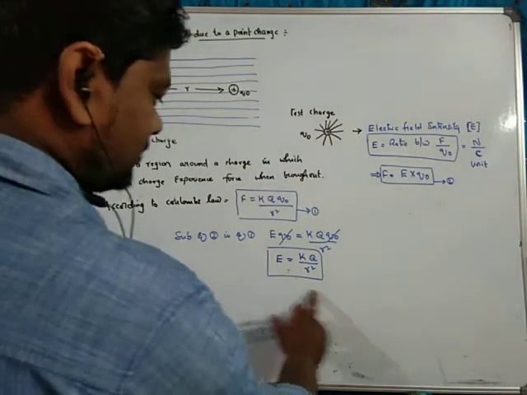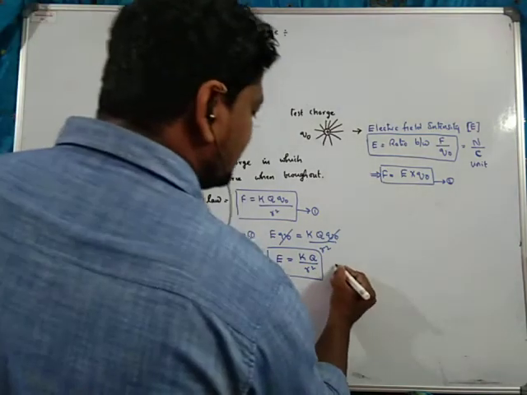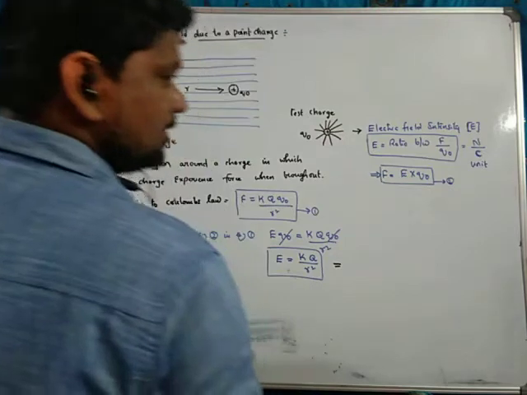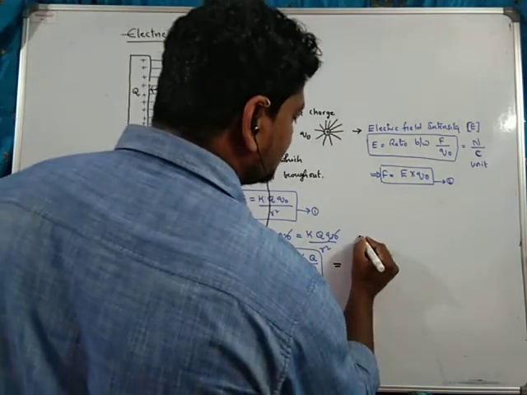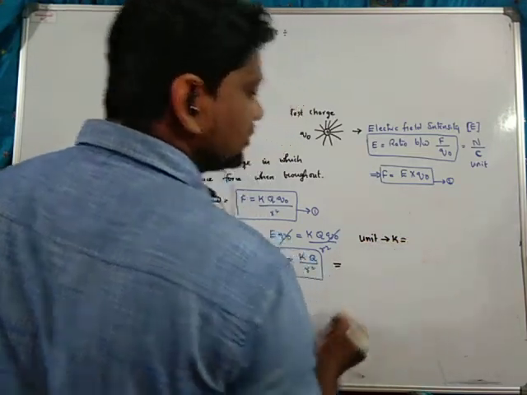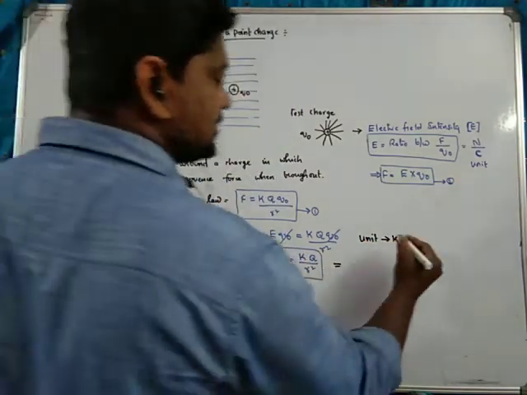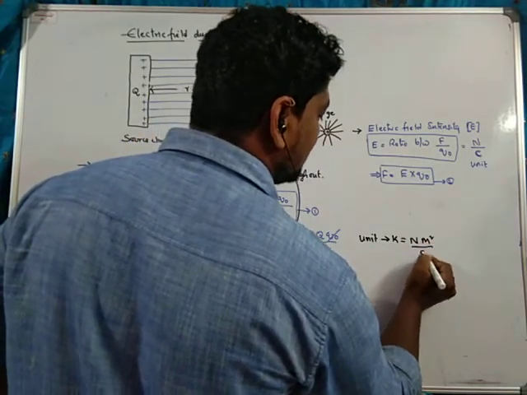But according to this expression, what will be the unit? Already we know the value of K. K is nothing but related to the permittivity of free space. So what is the unit of K? Already we discussed, it will be Newton meter square per Coulomb square.